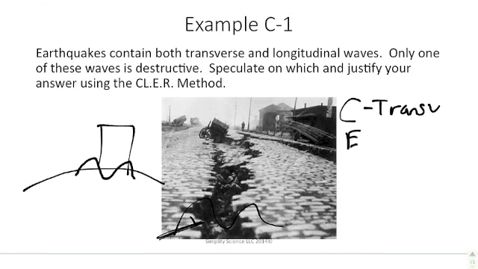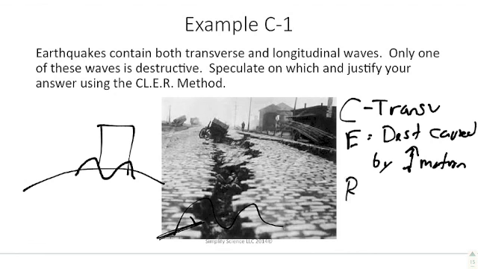The evidence that you have is that destruction is caused by up and down motion. And the reasoning is that transverse waves oscillate perpendicular to the direction of motion. So as the earthquake wave travels through the ground, it's the transverse part of it that's going to make the earth go up and down.